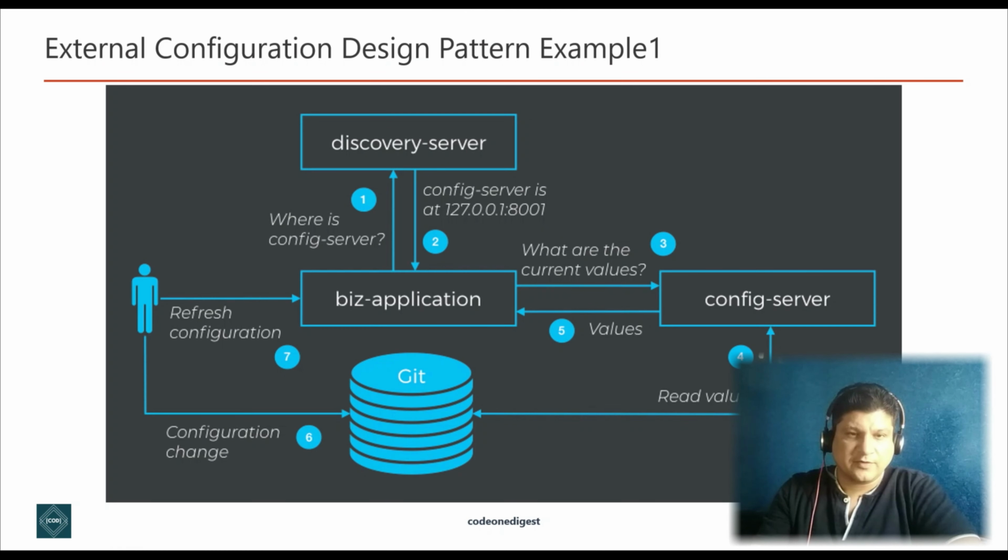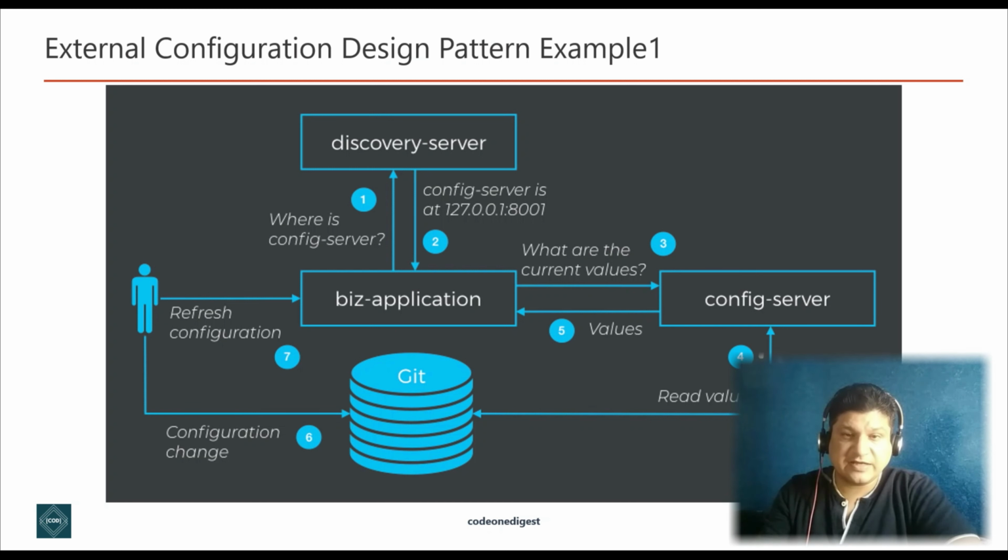Okay friends, now let's understand the external configuration design pattern with an example. In this example, we have a demo application. This demo application includes a config server that provides configuration data to microservices. The config server application can be registered with the discovery server application to allow microservices to discover it without knowing its exact location. The business application starts up and asks the discovery server for the location of the config server. The discovery server returns the location of the config server.